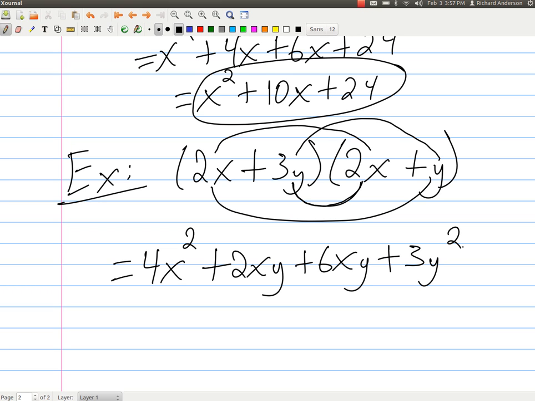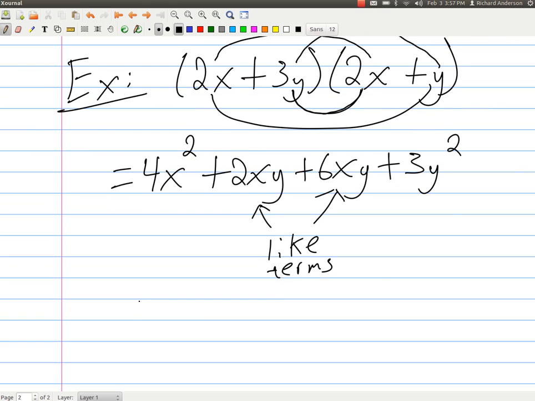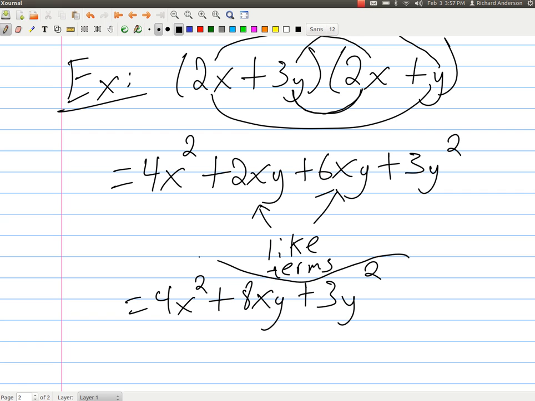Okay. Now, my last step, of course, is to combine like terms. And as I can see here, I've got two like terms. So I'm going to combine those and get my final answer, which for me on this problem is going to be 4x squared plus 2 plus 6 is going to give me 8xy plus 3y squared. And that is my final answer right there.